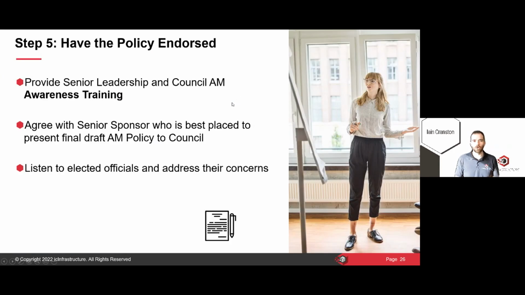Step 5, have the policy endorsed. So bringing it up to council, or if there's another level of leadership you need to be thinking about, getting the policy in front of them and having those discussions with them is really important. Now, they might have a pretty low level of asset management understanding, particularly a lot of the councils that we've worked with. They're not familiar with what asset management is or the benefits to an organization. So you might need to think about providing awareness training to your councils or your leadership teams ahead of presenting the policy. Something to think about there.